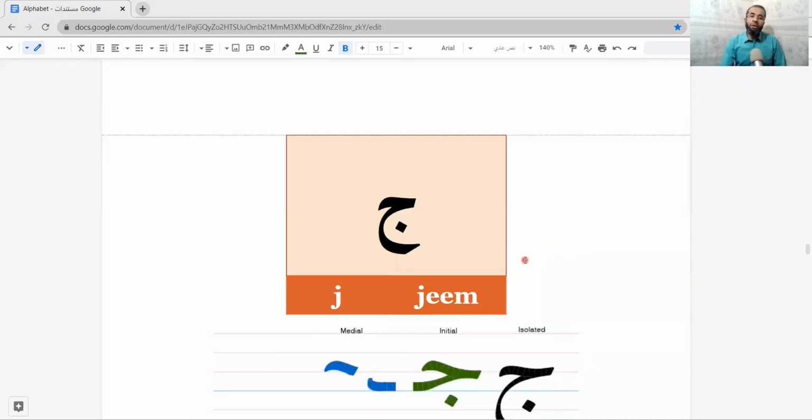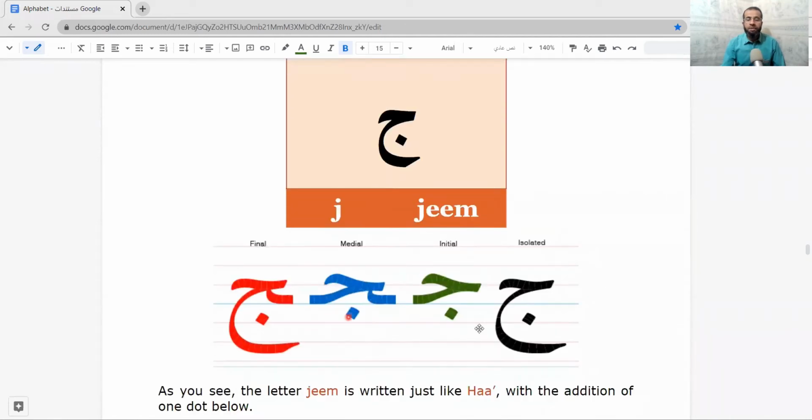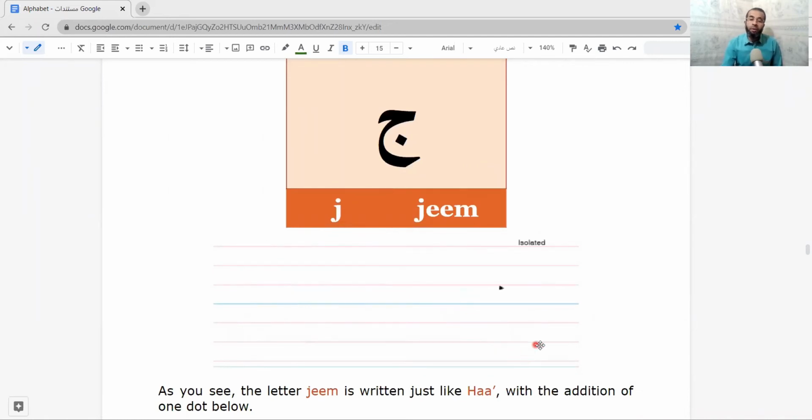Let's go to a new letter. It's Jim. Its name is Jim, and the sound is Ja. It's written like this. When it is isolated, you remember Ha? It's just like Ha with a dot here.